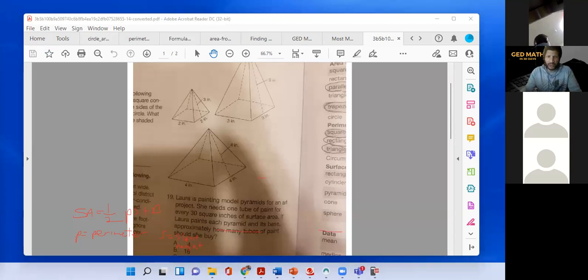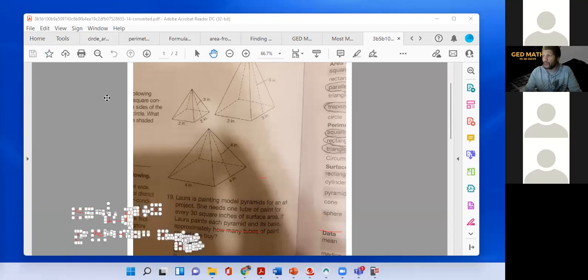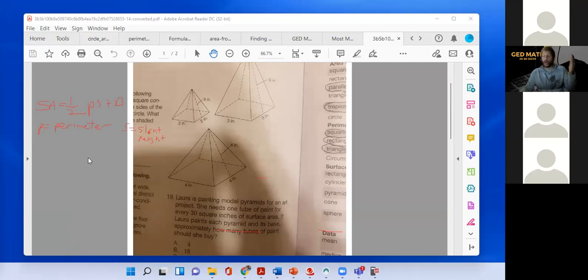Let me move this again so I can make it clear here. Move all this up here. Again, all we're doing is identifying what's given in the problem, going to our formula sheet, identifying the formula, and then all we're going to do is plug in. So 1/2 P S, so the perimeter. What's the perimeter of this base here? If each side of that square is 4, what's the perimeter?